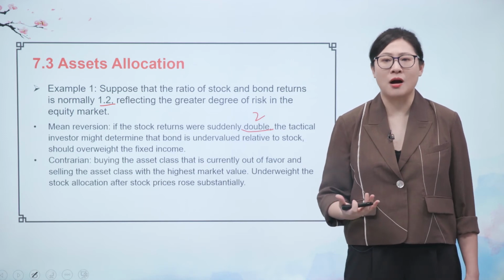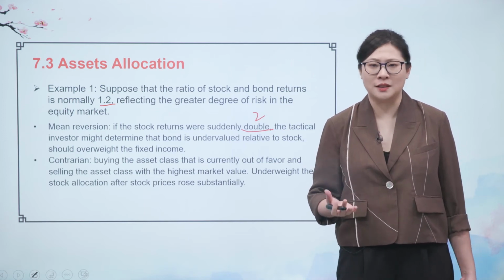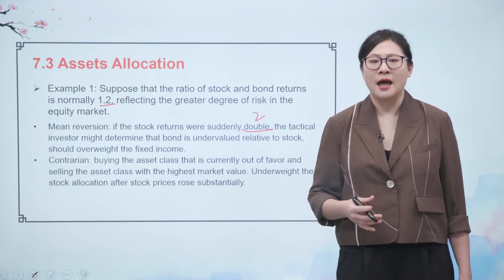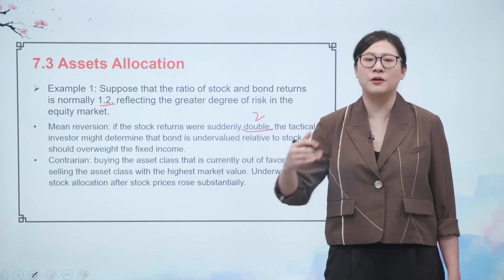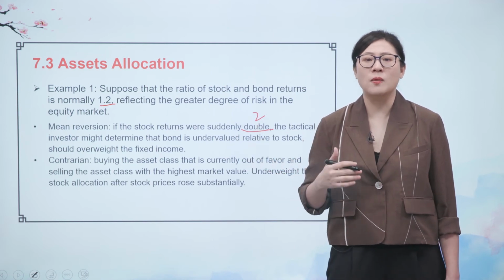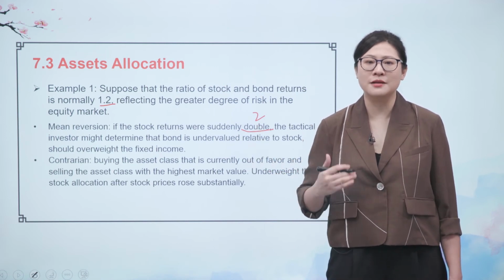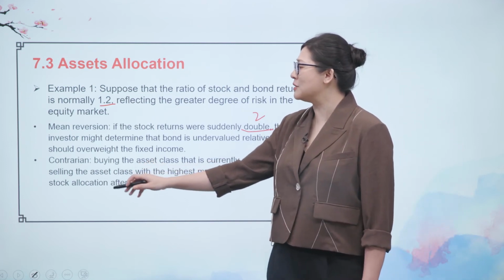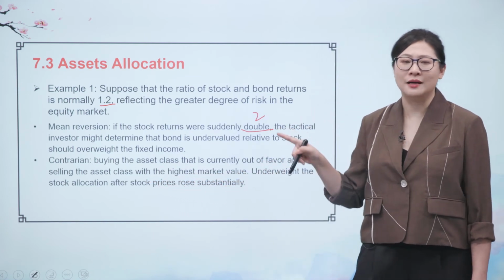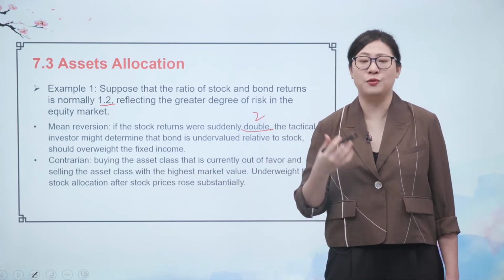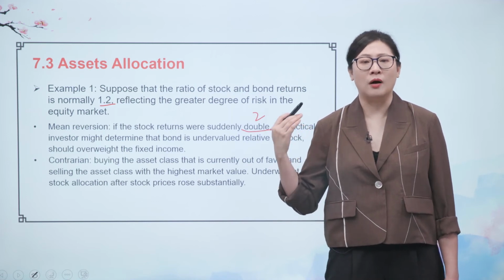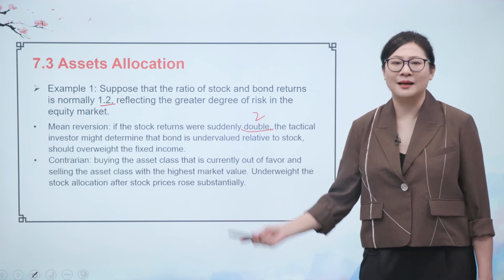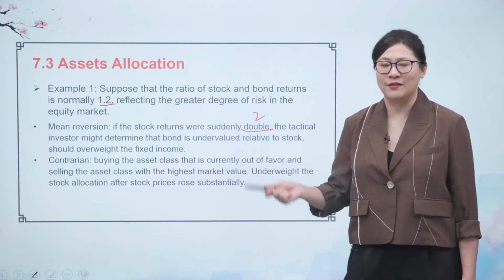But if you are a momentum investor, you assume the market follows the momentum structure and the stock will keep going up. In this case, you will overweight the stock and underweight the fixed income. I didn't include the momentum factor in this slide. You can add it by yourself. If you are momentum, you will overweight the stock and underweight the fixed income. So that's the tactical investor's view.